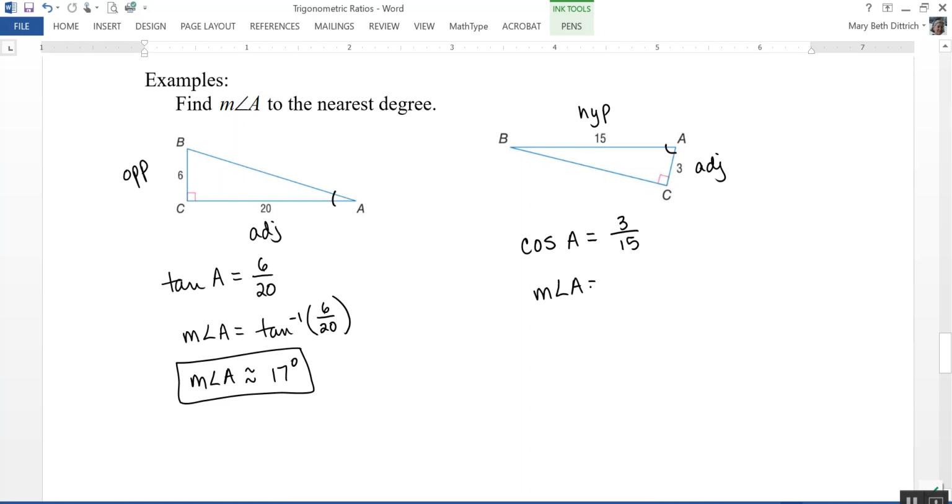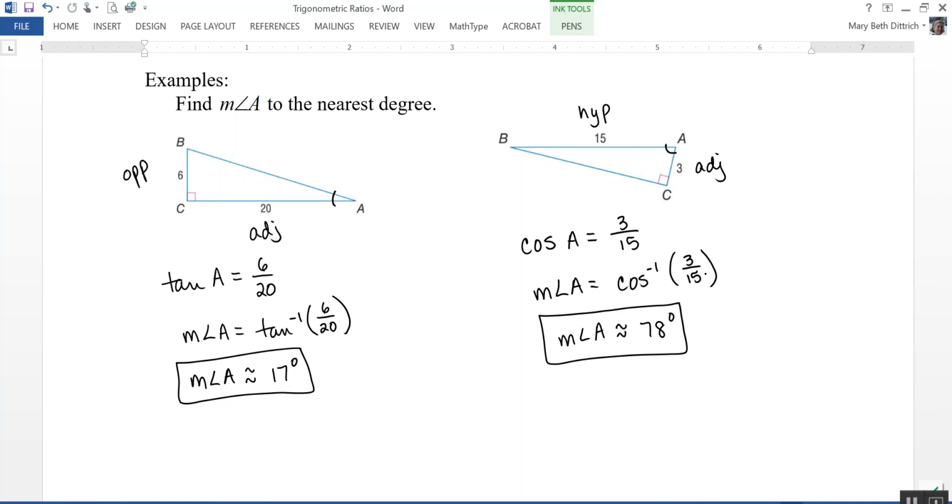The measure of angle A is equal to the inverse cosine of 3 over 15. And then using the second or the shift button and then cosine of 3 over 15, I get that the measure of angle A is approximately equal to 78 degrees. Remember, what that means is, what is the measure of the angle that has a cosine value of 3 over 15?